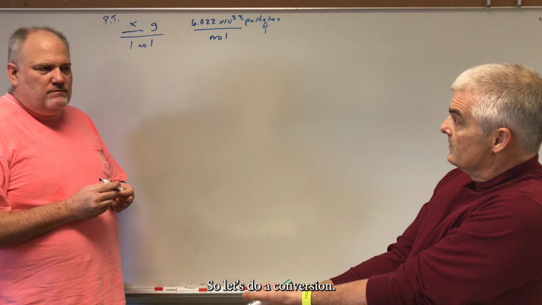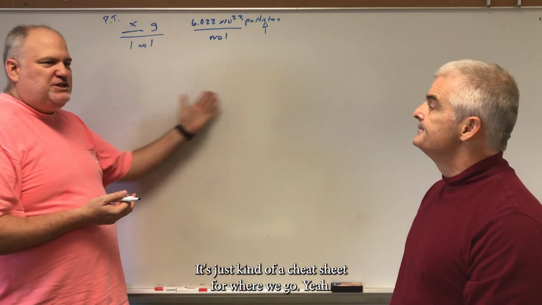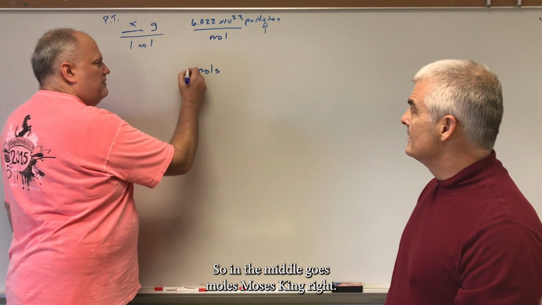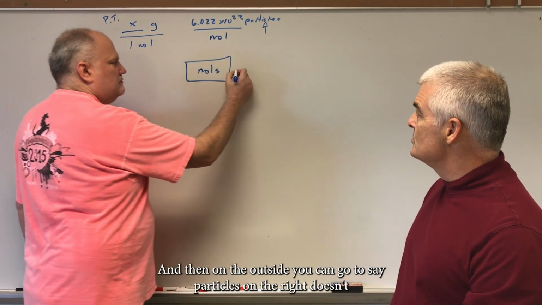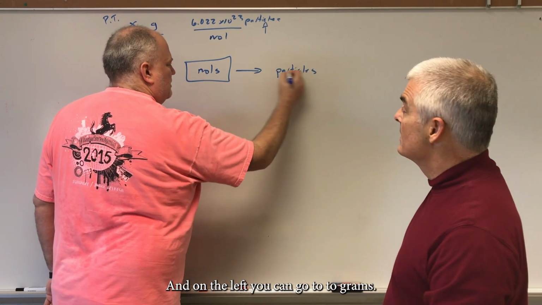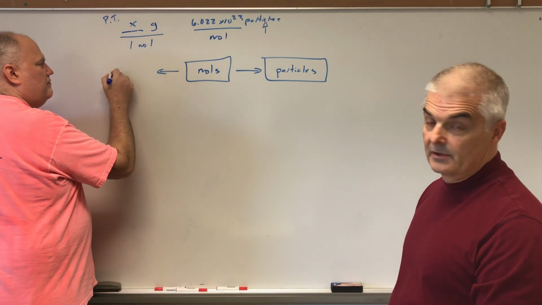Now, let's do a conversion. Before we do that, there's a pathway that we sometimes use. It's just kind of a cheat sheet for where we go. In the middle goes moles. Moles is king, right? Then on the outside you can go to particles on the right. You can put it on the left, it doesn't matter. And on the left you can go to grams.